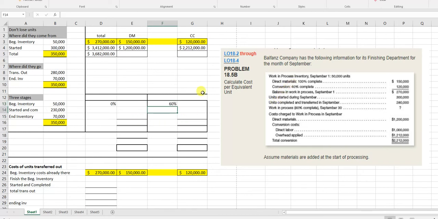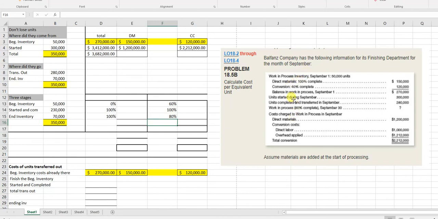Notice what I did last period plus what I finished this period is 100%. If I started them and finished them, that's 100%. It's always 100%. If you start something and finish something, you did 100% of the work. And then ending inventory, again, the materials are added at the start of processing, so if I started them, I must have added all my materials, but notice I only got them 80% done. So this period I did the 80%.